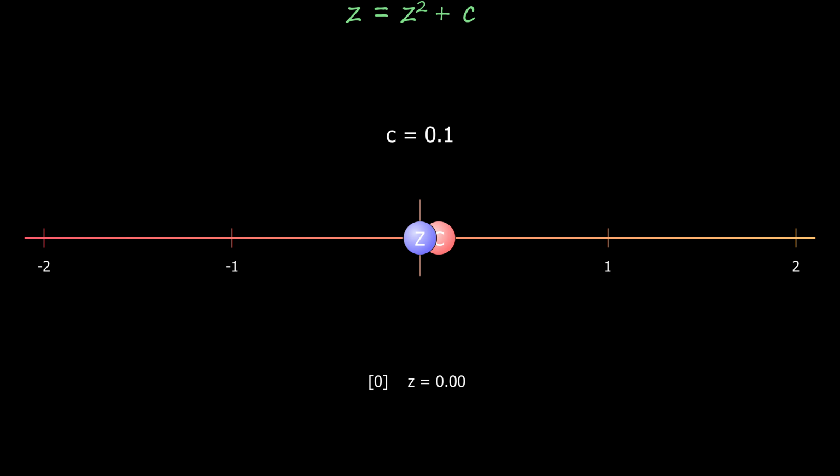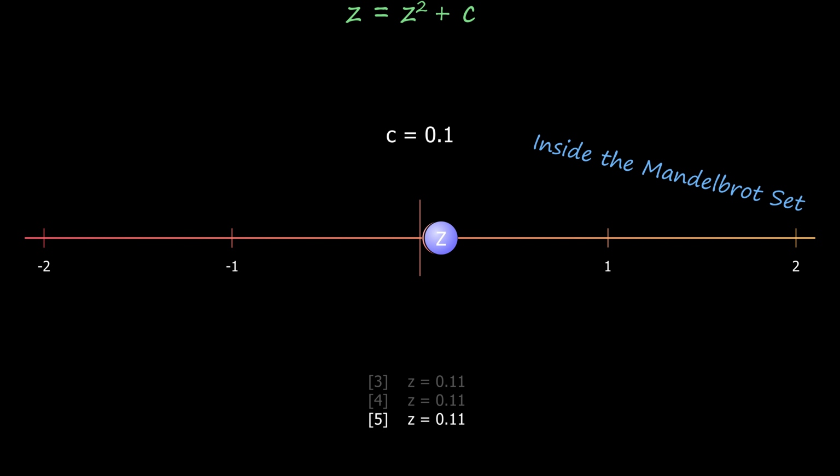Let's try the point 0.1. The orbit quickly gets stuck at about 0.11. It can't escape. No matter how many times we iterate, the orbit will always remain in the local area. So 0.1 is part of the Mandelbrot set.